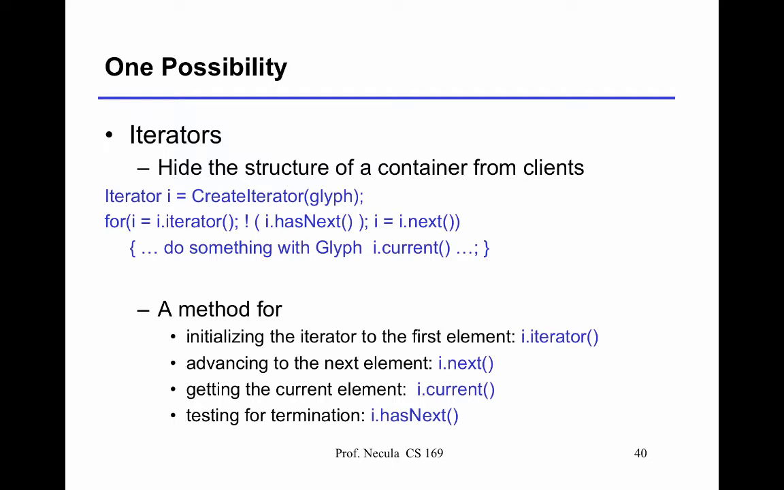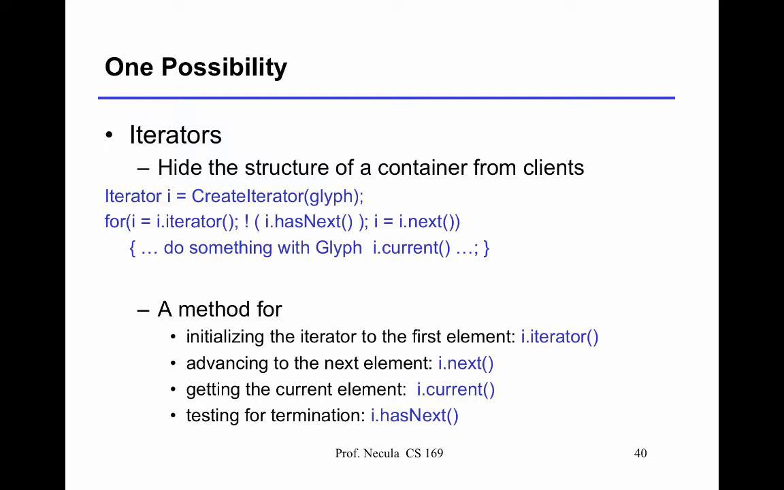So, and this is how you use an iterator. You would create an iterator with some function, and then you'd have a method to initialize the iterator. I just picked an example from Java, but there are other designs. This gives you the first element. I.current gives you a reference to the first element of the iterator, right? So the current element of the iterator. I.next advances to the next element, and I.hasNext tells you if you're done, if it makes sense to call I.next.